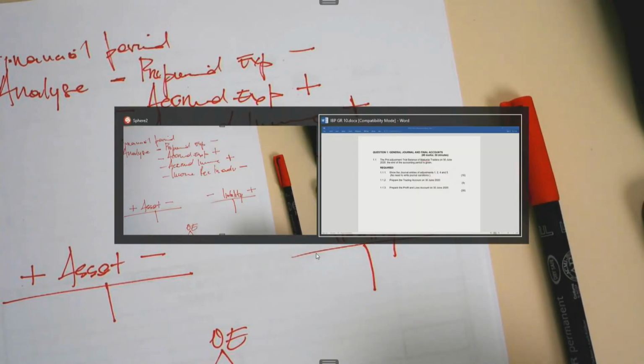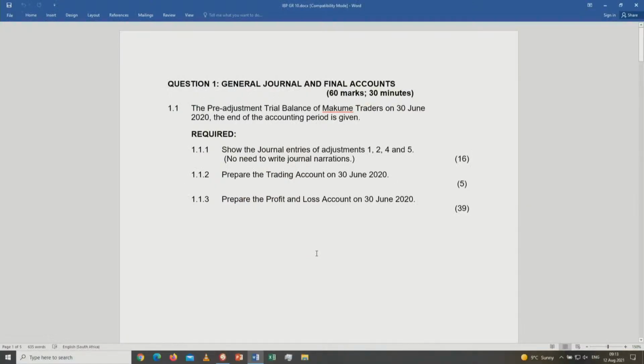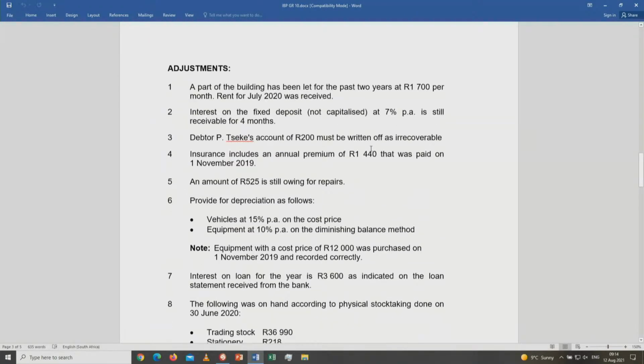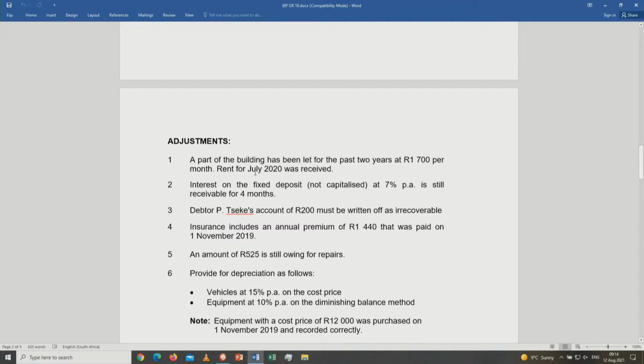Now, let's quickly look at our question 1. It says here, pre-adjustment trial balance of Makume Traders on 30 June 2020. The end of the accounting period is given. Show the journal entries of adjustment 1, 2, 4, and 5. Now let us go check there: 1, 2, 4, and 5.